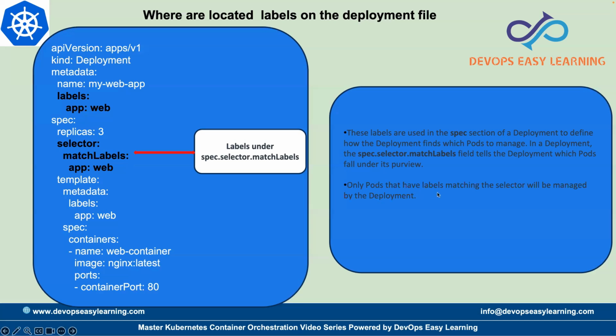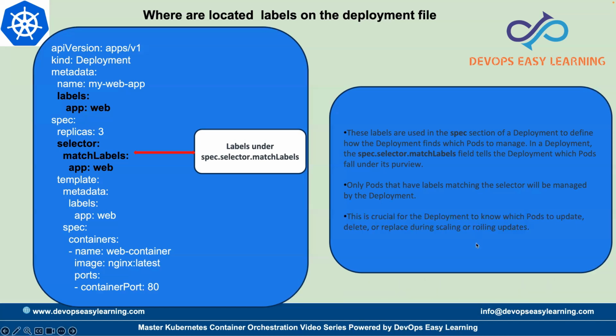Only the pods that have a label matching the selector will be managed by the deployment. So this deployment will only manage pods that carry that label, right? If you delete this deployment, it will go ahead and delete all the pods carrying that label. Now, if you go ahead, for example, and scale this deployment, it will go ahead and scale all the pods carrying that label. For example, if you modify something in the deployment file, it will go ahead and modify all the pods carrying that label, right?